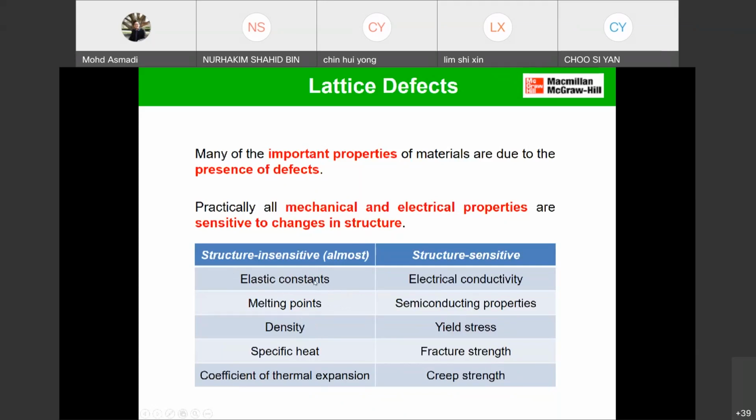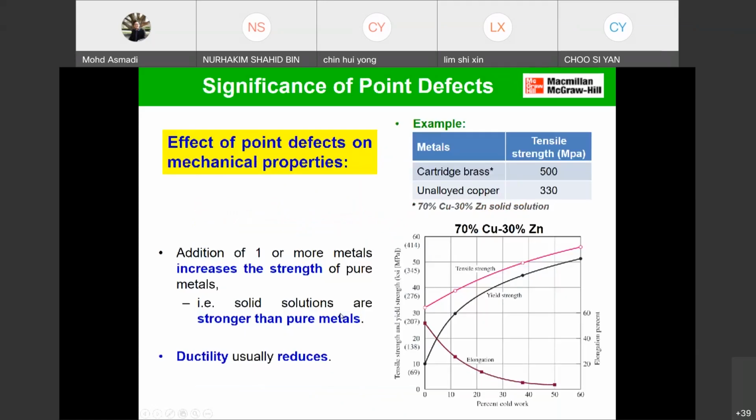Not really sensitive. Okay, so let's see the significance of point defects. In terms of mechanical properties, the strength increases when we add zinc into the copper, this one 30%. If you look here, the strength has increased. The purpose is especially to increase the mechanical and also electrical properties. Ductility is also reduced because we add zinc into the copper.